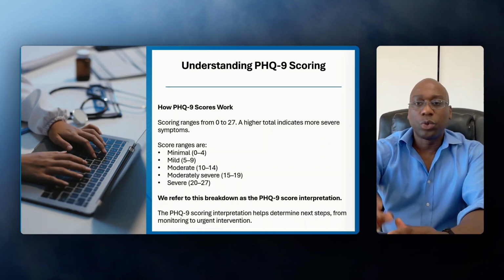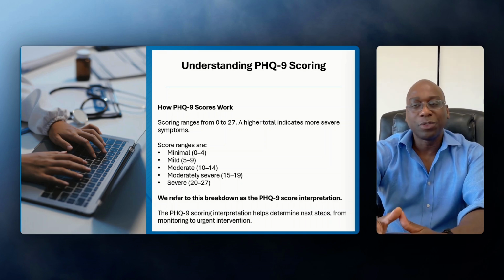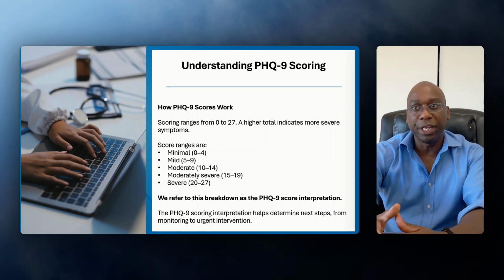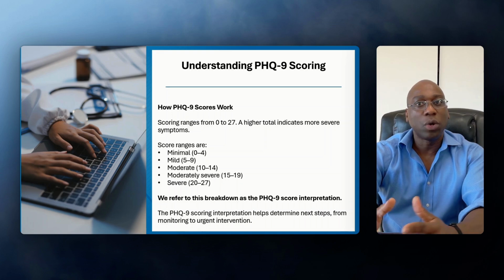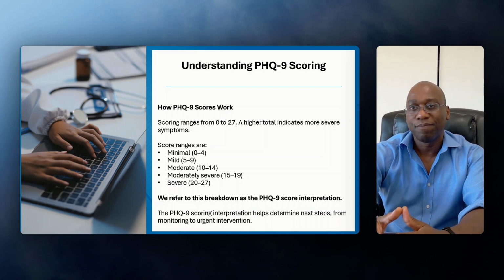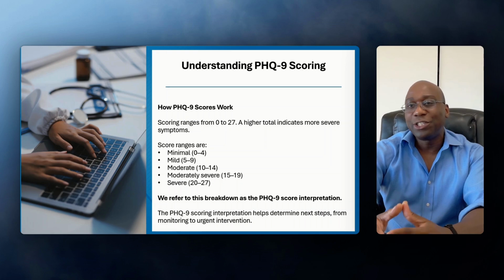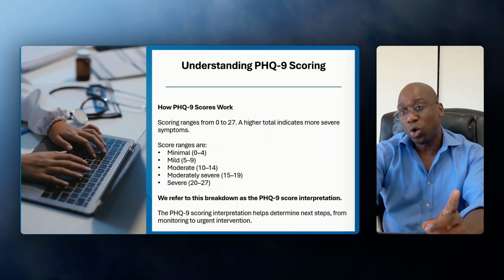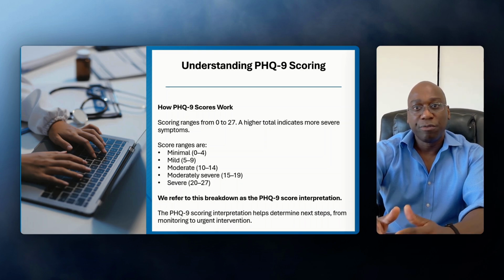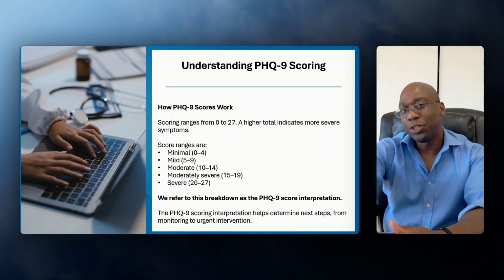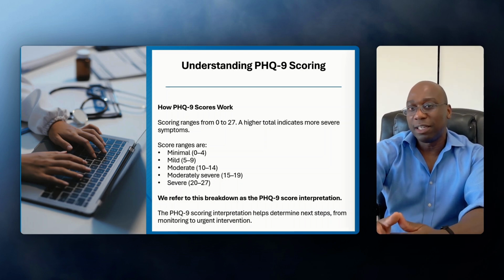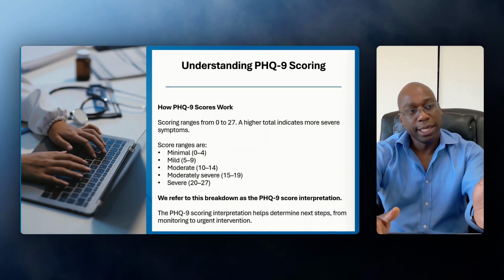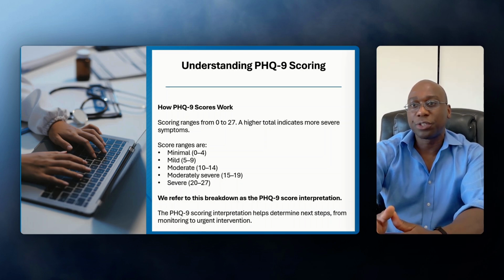Next, let us do a quick deep dive and talk about the PHQ-9 scoring, which is really how you interpret what those responses mean. As I said earlier, each of the 9 questions is scored from 0 to 3. So the total PHQ-9 score ranges from 0 to 27. The higher the score, the more severe the symptoms. And here is the PHQ-9 scoring scale broken down on this slide.